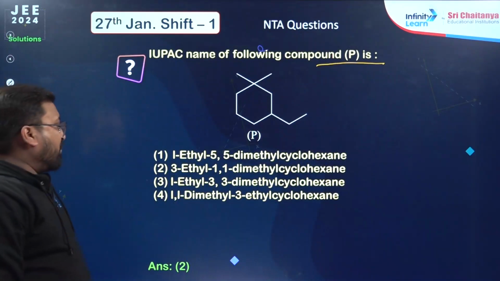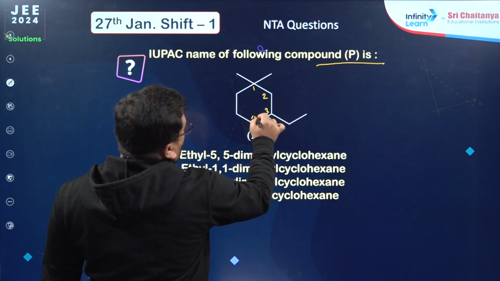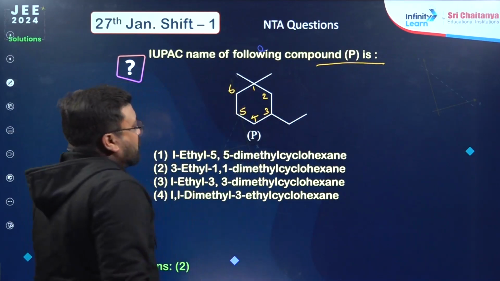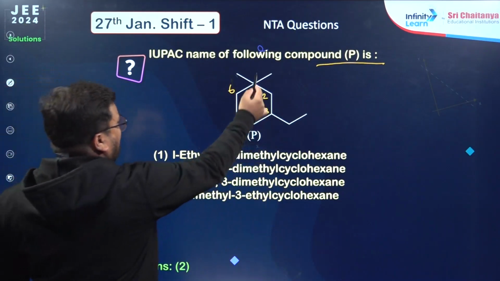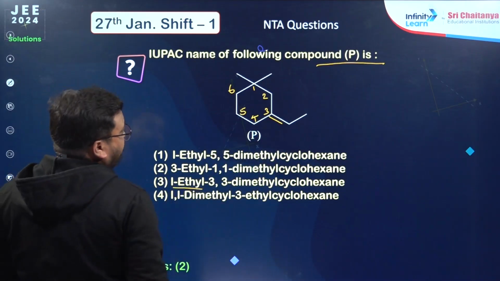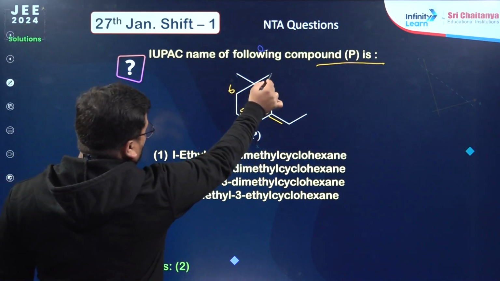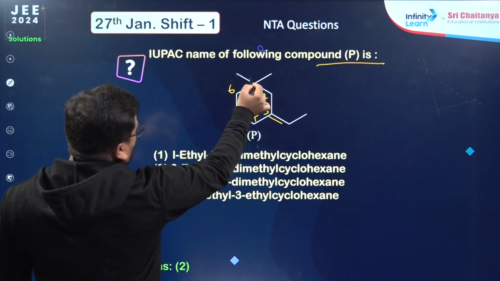Okay, so try to find. So try to number this 1, 2, 3, 4, 5, 6. So this is ethyl and methyl. So it comes first. So what will be the answer? 1 ethyl, sorry. So what will be the answer? This will become 2 because 2 substituted 1. So this will deserve 1 number.